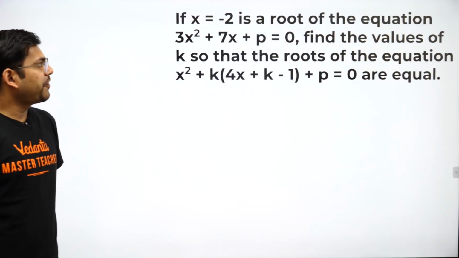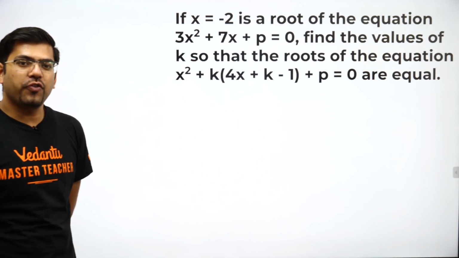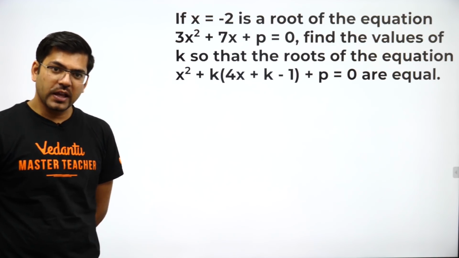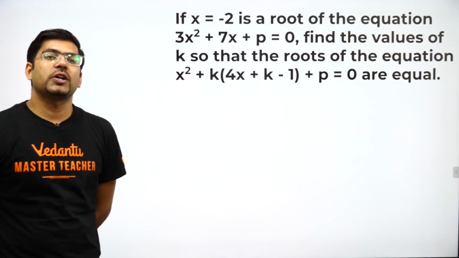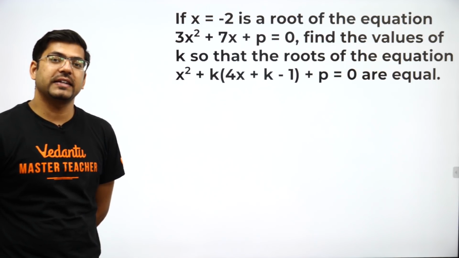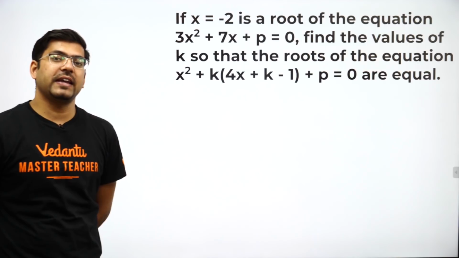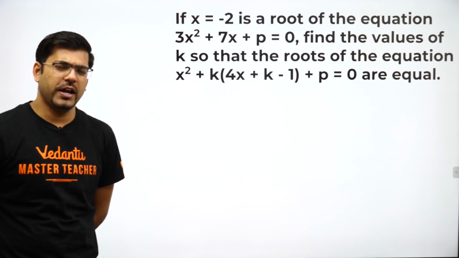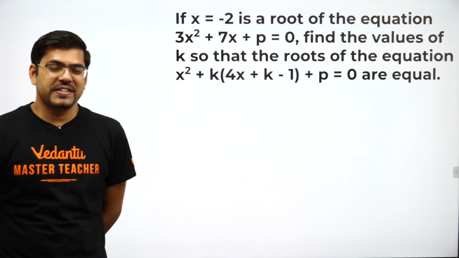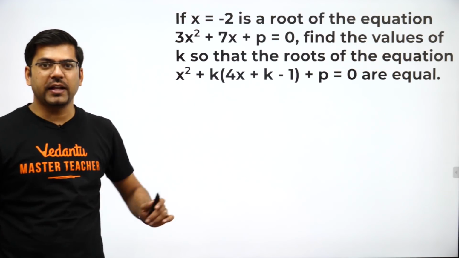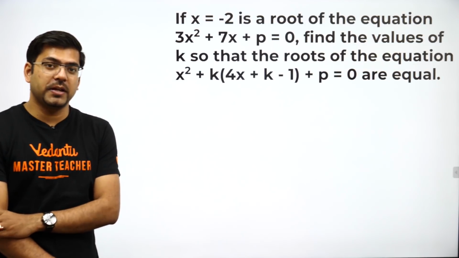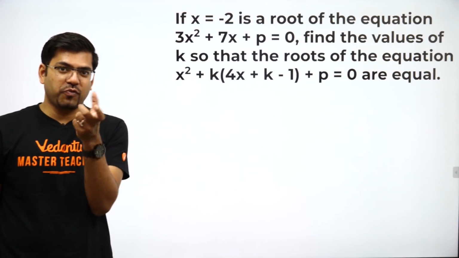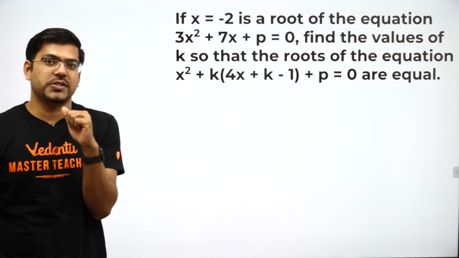Next question would be: if x equal to minus 2 is a root of the equation 3x square plus 7x plus p equals to 0, find the value of k so that the roots of the equation x square plus k times (4x plus k minus 1) plus p equals to 0 are equal. It looks a pretty interesting question, isn't it? Because you would have seen the first part many times and in many places. Now, the second part is an interesting one. It's a bit of a twist. So let me show you how to solve this question.